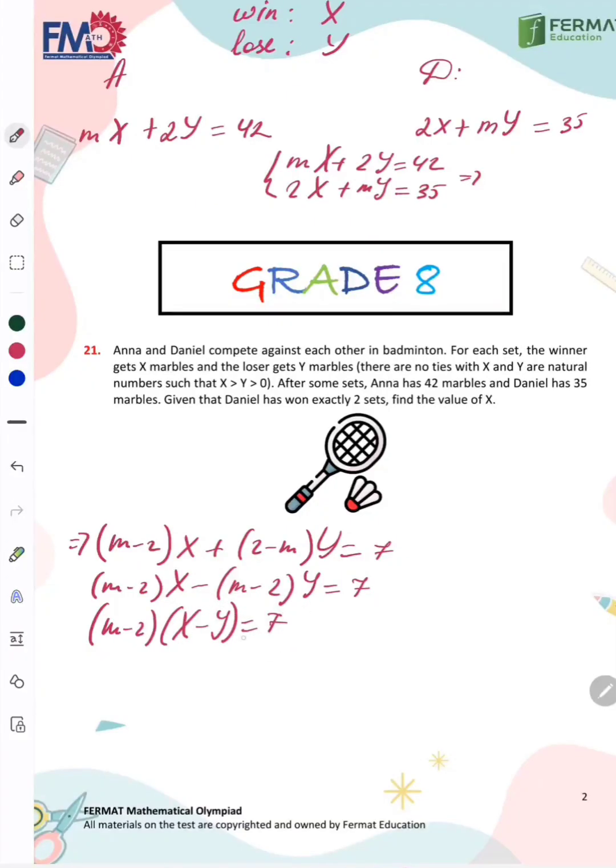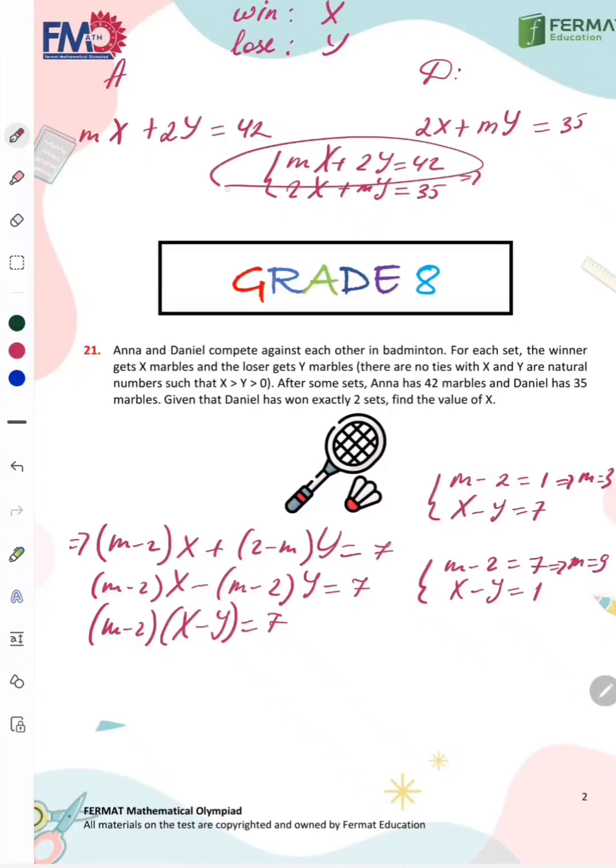As you know, 7 is a prime number, so the factors of 7 are 1 and 7 only. So it's either M minus 2 equals 1 and X minus Y equals 7, or M minus 2 equals 7 and X minus Y equals 1. What is the value of M when M minus 2 is 1? So M is 3. In the other case, M is 9. So let's plug these values into one of the equations.